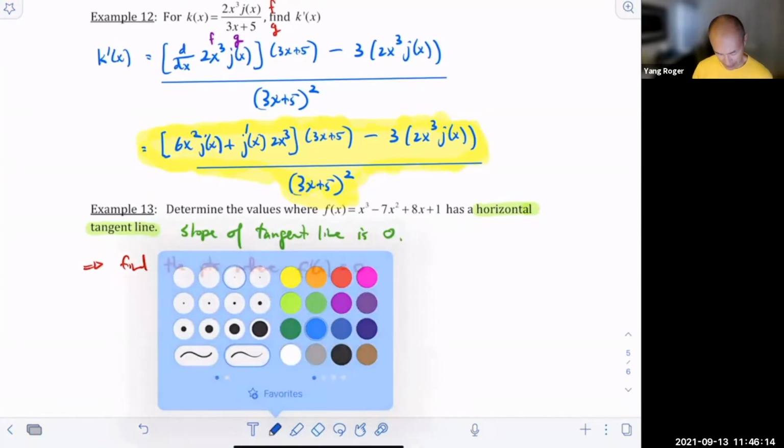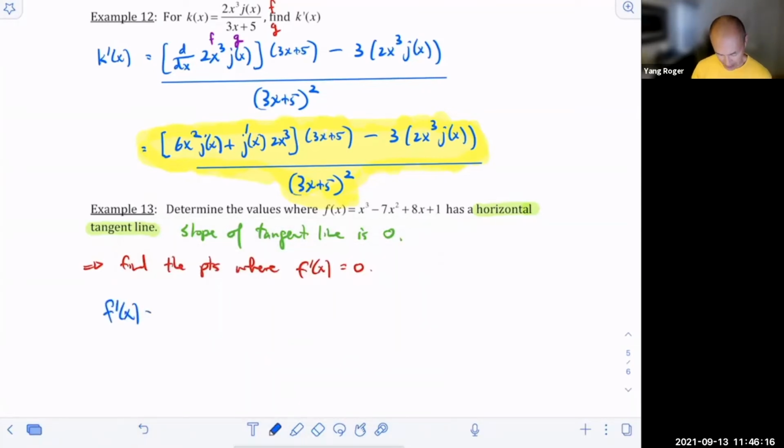We take the derivative, you get f prime of x. Take the derivative of this first term. That's going to give you a 3x squared. Take the derivative of the second term. That's going to give you negative 14x. Take the derivative of this third term. That's going to give you plus 8. The derivative of the last term is plus 0. I'm not going to write that.